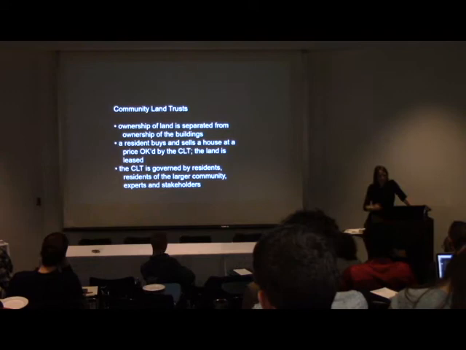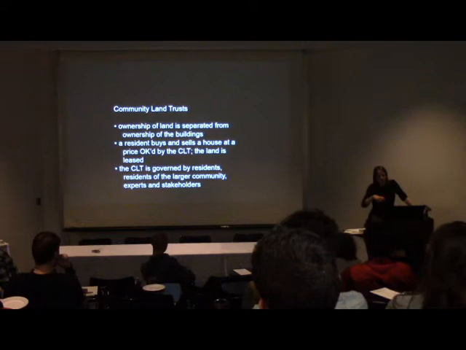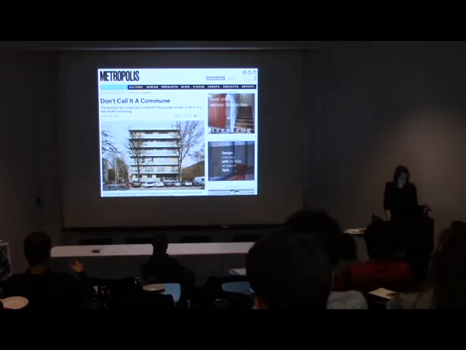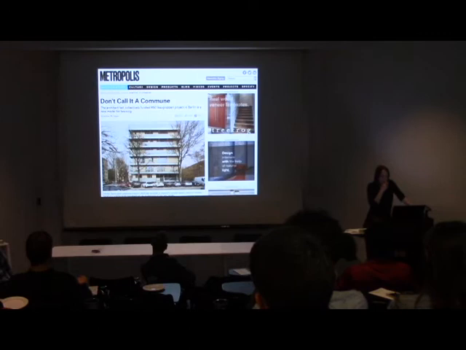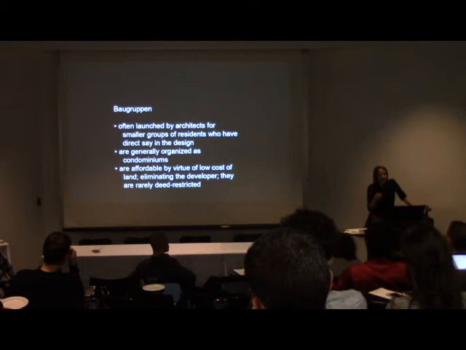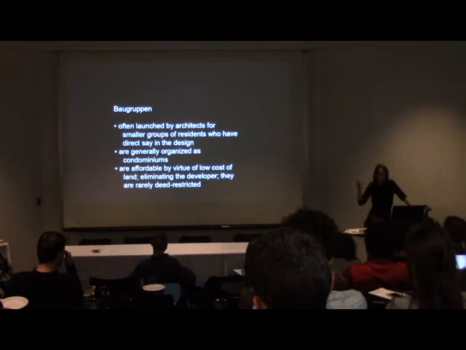And again, the land trust is governed by various stakeholders, typically people who live in the buildings, people who live in the larger community, and some other experts or public officials. Then the Baugruppe. I googled Baugruppe, and this was like the second one that came up, so it's interesting that we have the same example. The Baugruppe is often launched by architects or smaller groups of residents who have direct say in the design. They want to decide how they want to live and they pool their resources. They can be cooperatives, they can exist on a community land trust, but they don't have to. And the typical ones that have been in the press in Berlin are organized as condominiums.